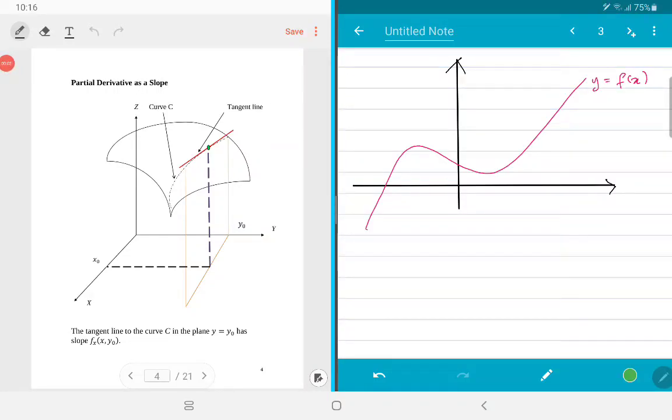Assalamualaikum and greetings everyone. We are still on partial derivative. Today I'm going to explain what partial derivative means geometrically.